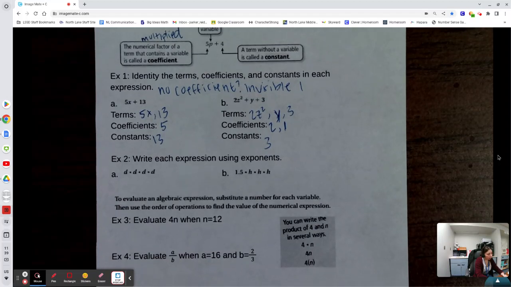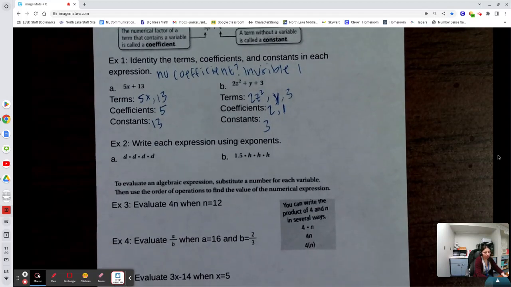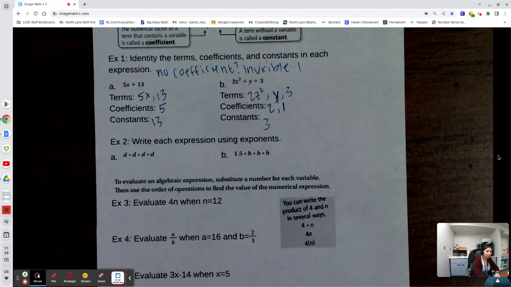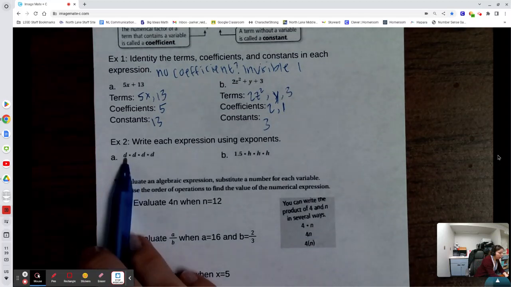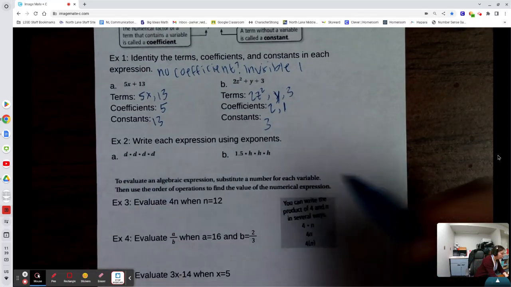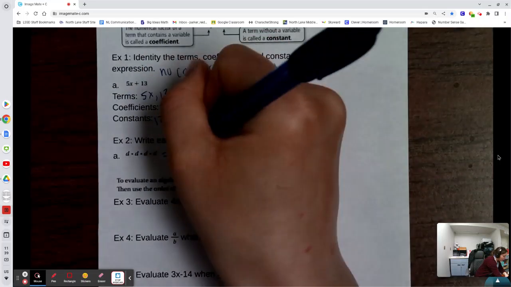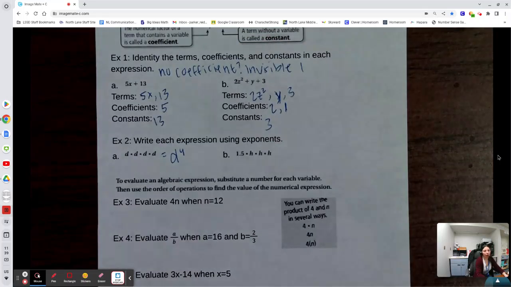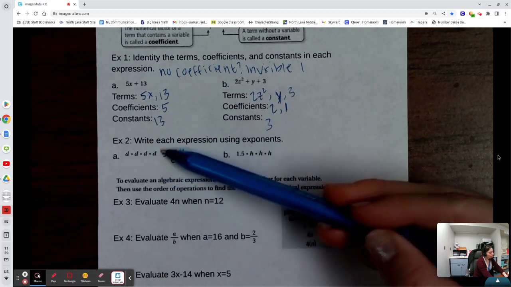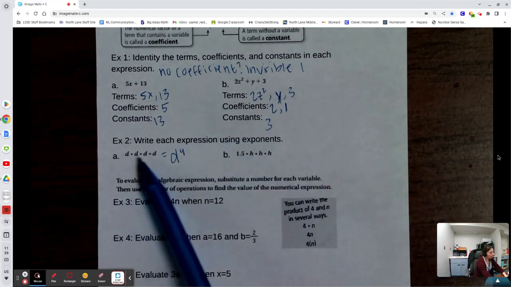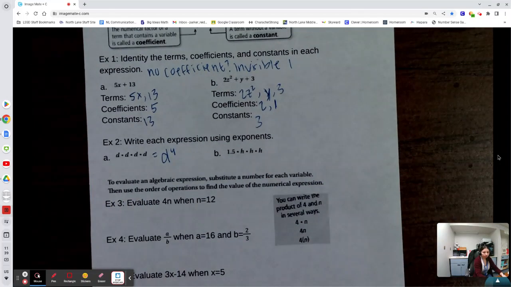All right, example 2, write each expression using exponents. Remember, exponents are the little baby numbers. They tell us if I have something that is repeatedly multiplied together, I can rewrite it using an exponent. So here I have the variable d, which represents an unknown number, multiplied 4 times. That can be written as d to the power of 4, or d to the 4th power, because there are 4 variables of the letter d being multiplied together.